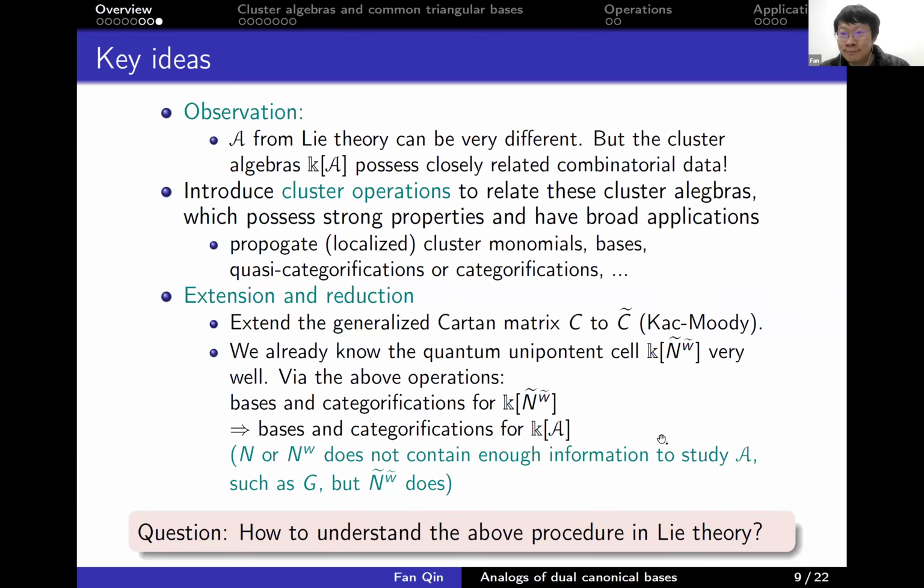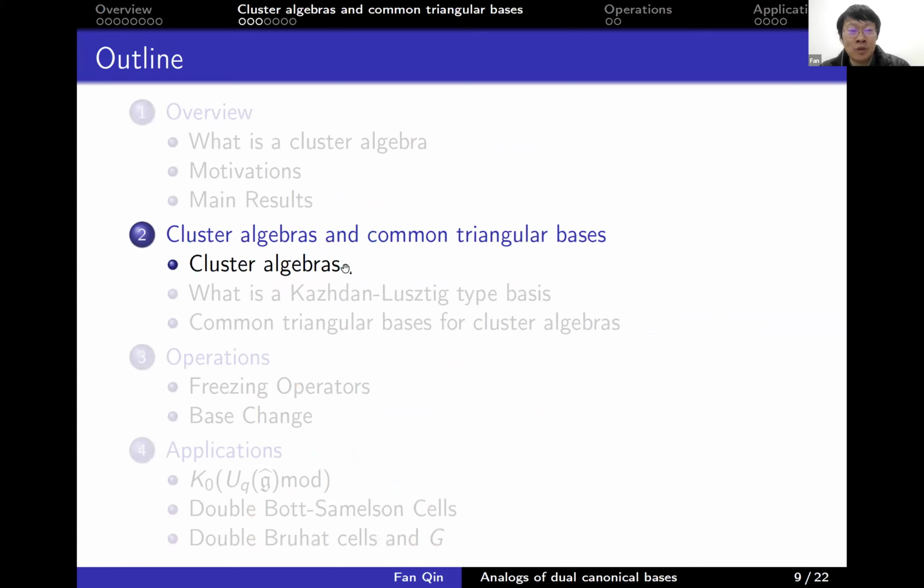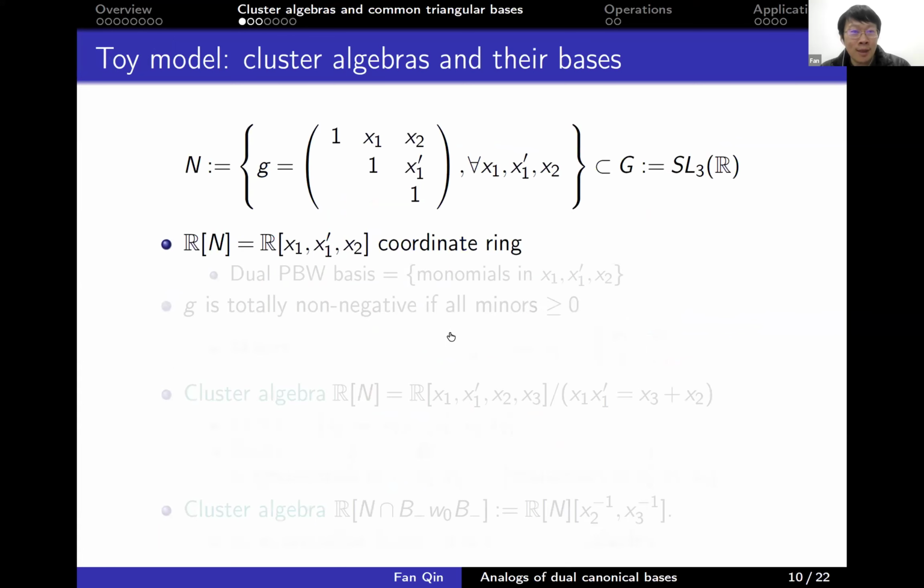Okay, so let me proceed to the definition, a brief introduction to cluster algebra and its common triangular basis. So we start with a toy model. This is my favorite example. We consider the Lie group G to be SL3, and we let N be the upper triangular matrices with diagonal entries 1. So this is basically a 3-dimensional manifold.